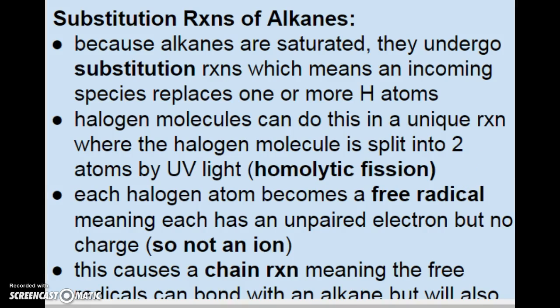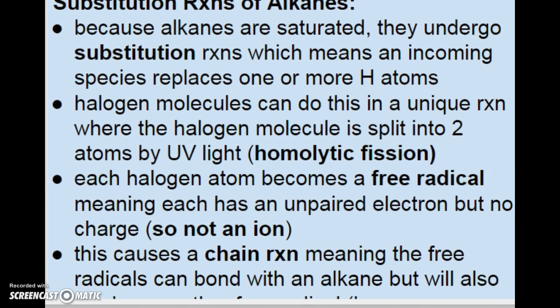So halogen molecules do it by splitting the halogen molecule into two. That's called homolytic fission because UV light is used to break the halogen molecule apart. And then each halogen atom becomes a free radical, meaning it has an unpaired electron but no charge. So it's not an ion. You don't split the Cl2 into 2 Cl minus because there aren't electrons available. They haven't come from anywhere. So instead you have 2 Cls, each with 7 electrons on it.